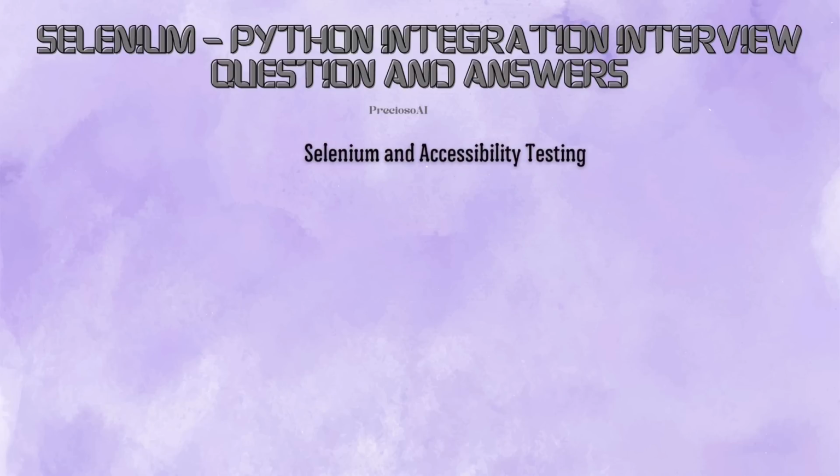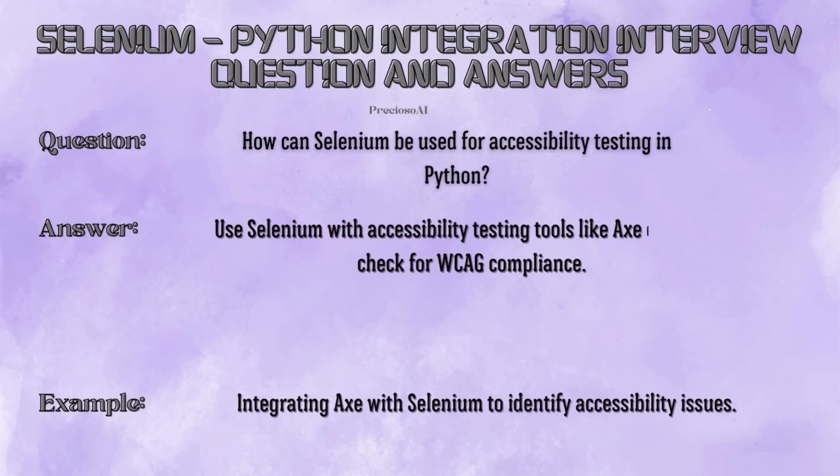Selenium and accessibility testing. Question: how can Selenium be used for accessibility testing in Python? And the answer is use Selenium with accessibility testing tools like Axe or Pa11y to check for WCAG compliance, for example integrating Axe with Selenium to identify accessibility issues.